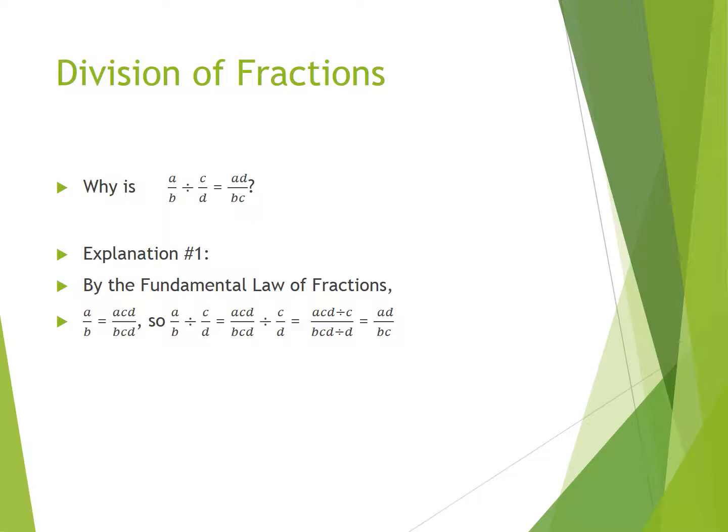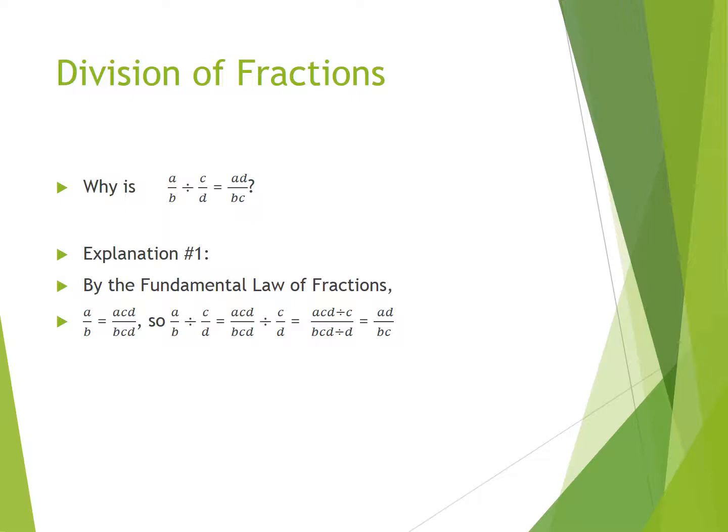I want to divide the top by c, so I have to make sure my first fraction has a c as a factor. I want to divide the bottom by d, so I want to make sure that d is a factor of the bottom. So to make sure that c and d are factors of the top and bottom respectively, I'm going to multiply the top by c and d and the bottom by c and d. So a over b is the same as ACD over BCD, right? If I just use the fundamental law, I could simplify it back down to a over b.